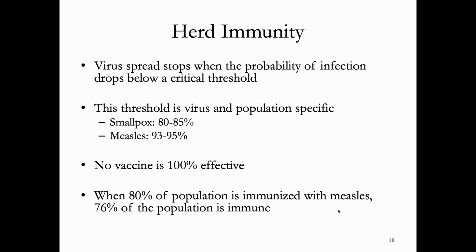Unfortunately, no vaccine is 100% effective. And so even if 80% of people are immunized with measles, only 76% might actually be immune because of some of those questions about not having the right immune response, not having the right MHC type, things like that. And so you might be one of those 4%, but you're still going to be protected, and you'll never know if everyone around you gets vaccinated. If, however, everyone around you doesn't get vaccinated, you could get a nasty surprise.